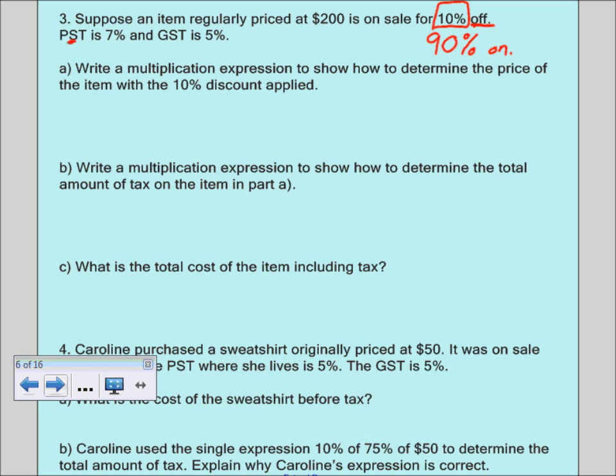So for the first step, write a multiplication expression to show how to determine the price of an item with the 10% discount applied. So we would take $200 and we would times by 10%, which is also known as 0.10, and we would subtract that answer, which is $20.